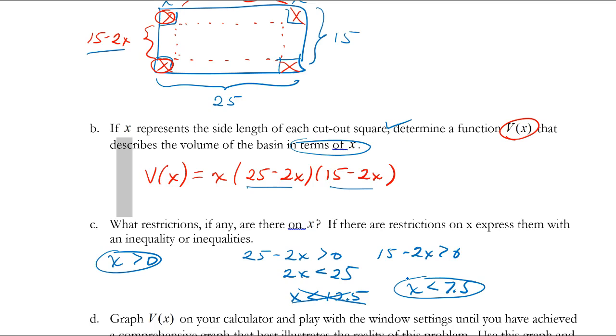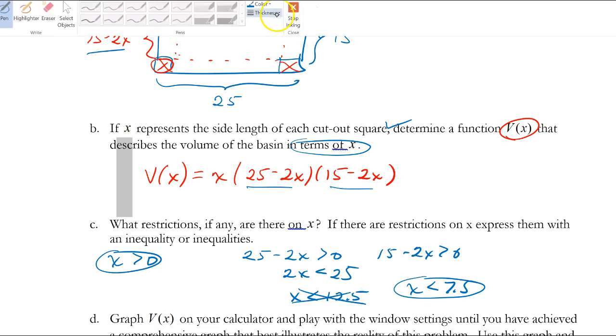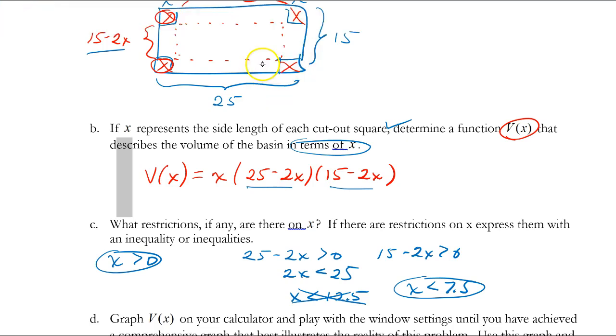So the restrictions can be written in a compact form. And that compact form is a compound inequality. 0 on the left, x in the middle, 7.5 on the right end. So 0 is less than x, which is less than 7.5. Those are our restrictions on x.